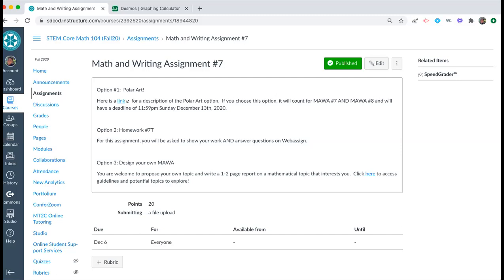So Calc 3 is like derivatives and integrals in 3D. But sometimes they do vector calculus as a second class, which would technically be Calc 4.